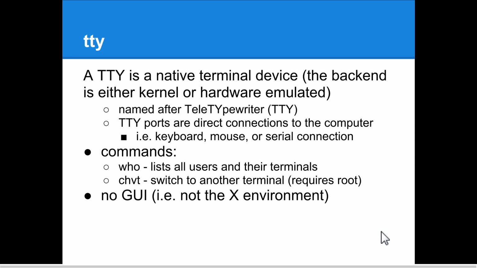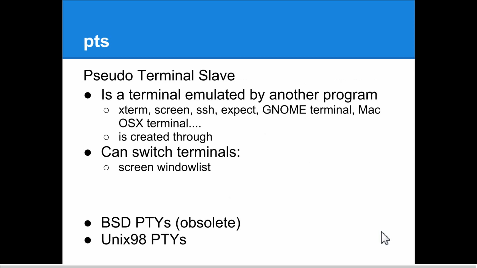Also, a commonly used keyboard combination, rather, Control-Alt F1 through F6, will switch between different TTYs. It can be used if your GUI crashes or goes terribly wrong. PTS is a pseudo-terminal slave, also a terrible acronym. Basically, when you're running a GUI and you bring up a terminal, it's a PTS. So you can switch terminals with the screen command. That's very useful. You can split and combine them.